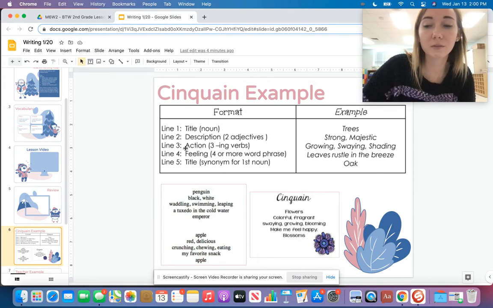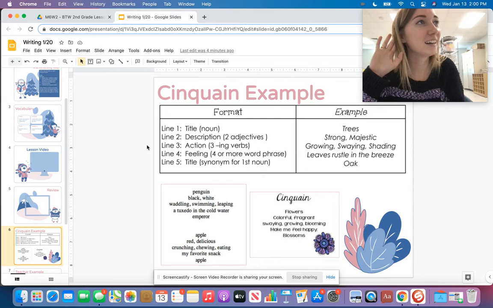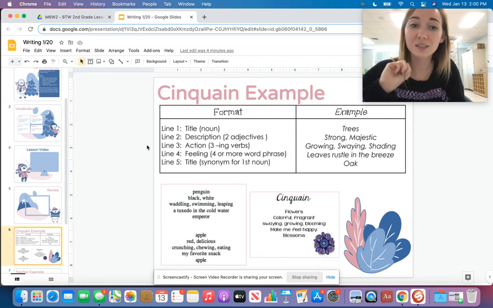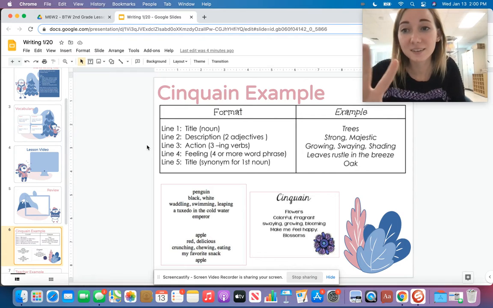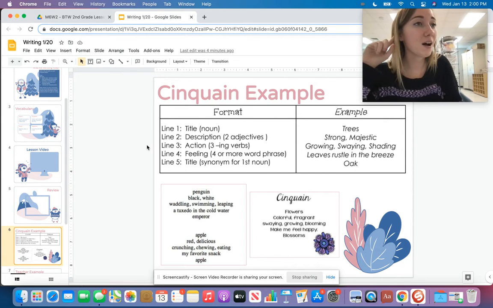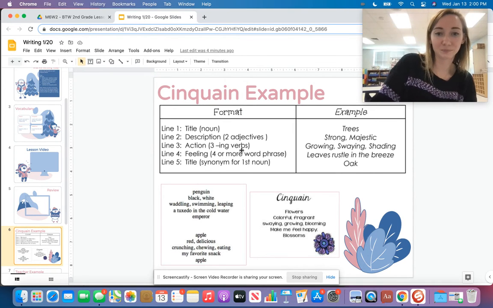So line 3, how many words are in line 3, everyone? 3 words in line 3. How many words are in line 2? 2 words are in line 2. And how many words are in line 1? Just 1 word in line 1.